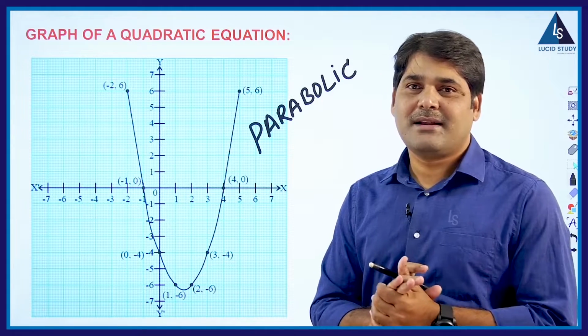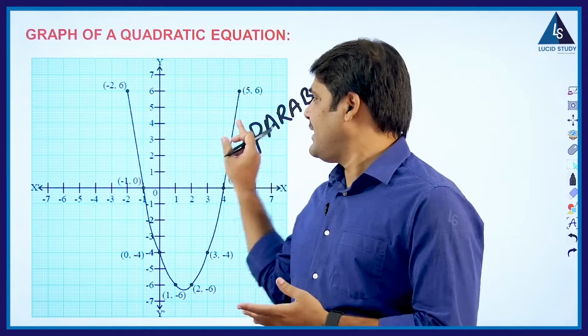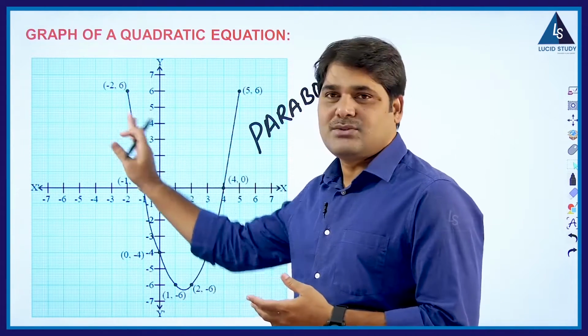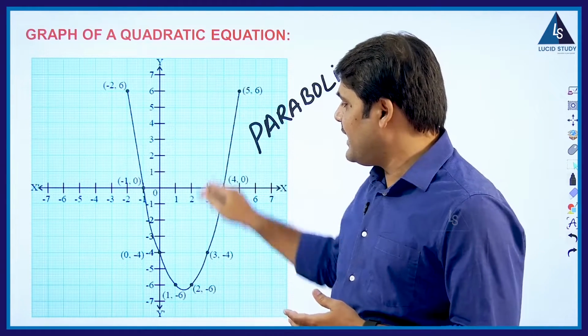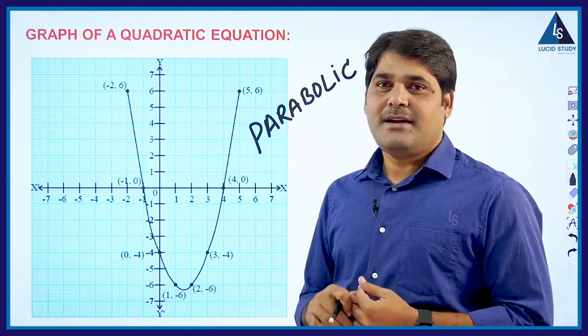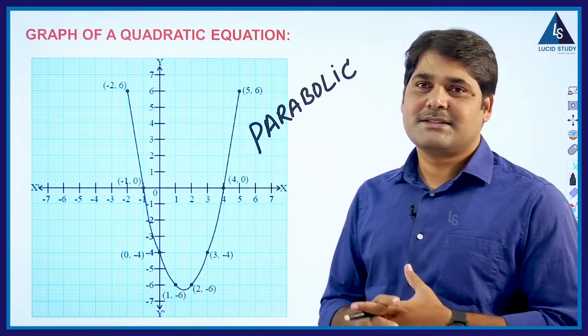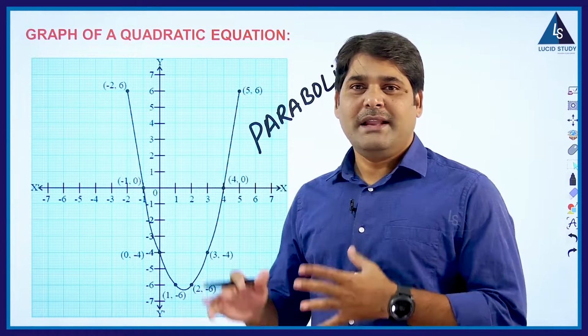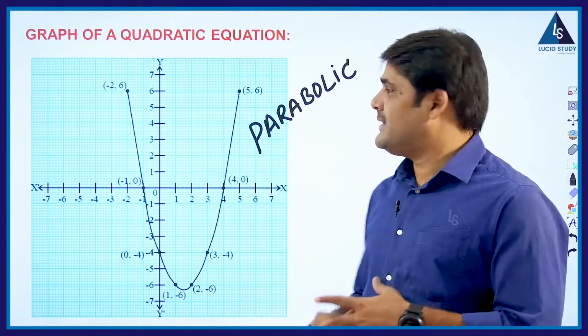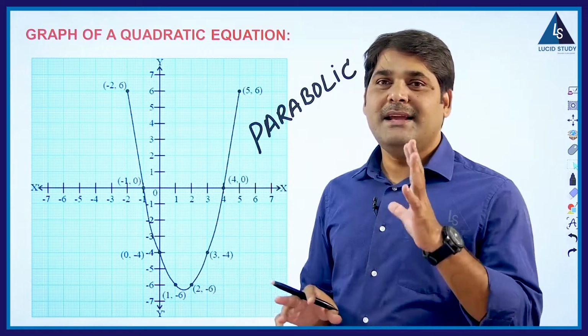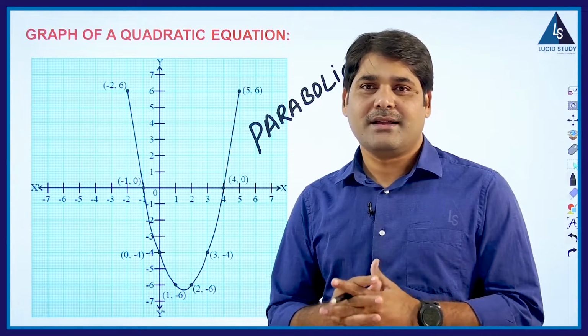What do you mean by symmetrical? If you fold it, this arm will exactly match this one. It has line symmetry like this. So that is called parabolic shape. In our real life, wherever you see this U shape, that involves quadratic equations.